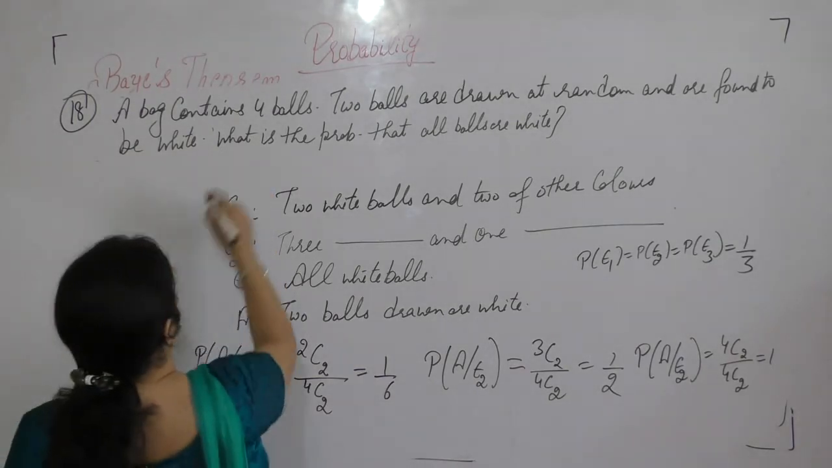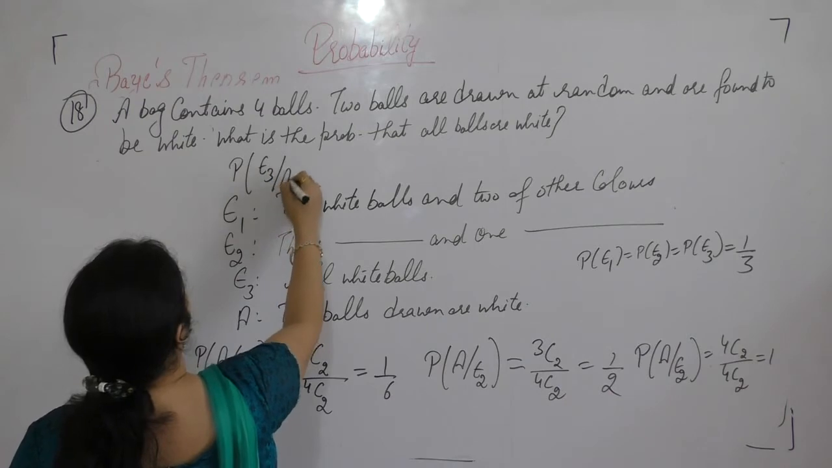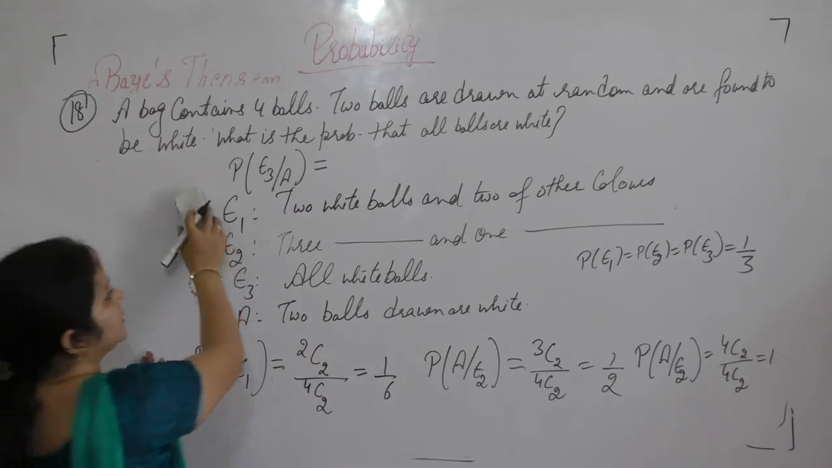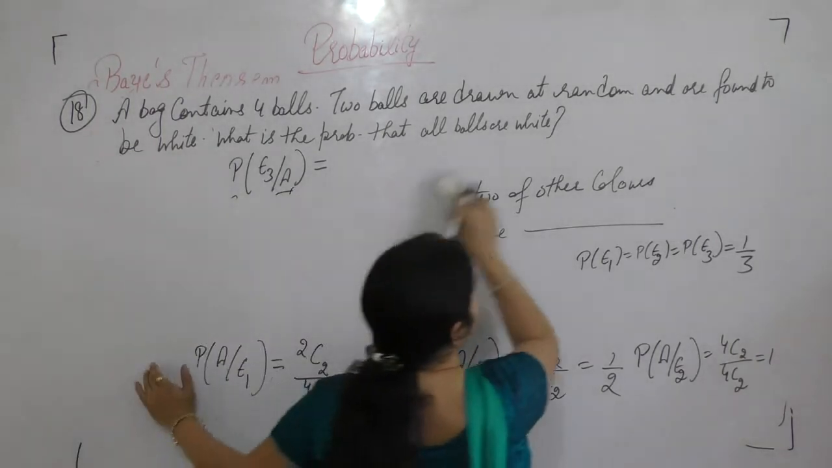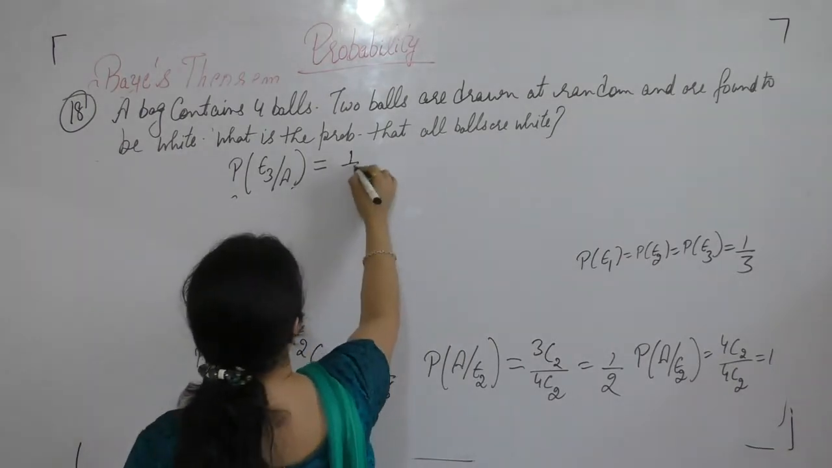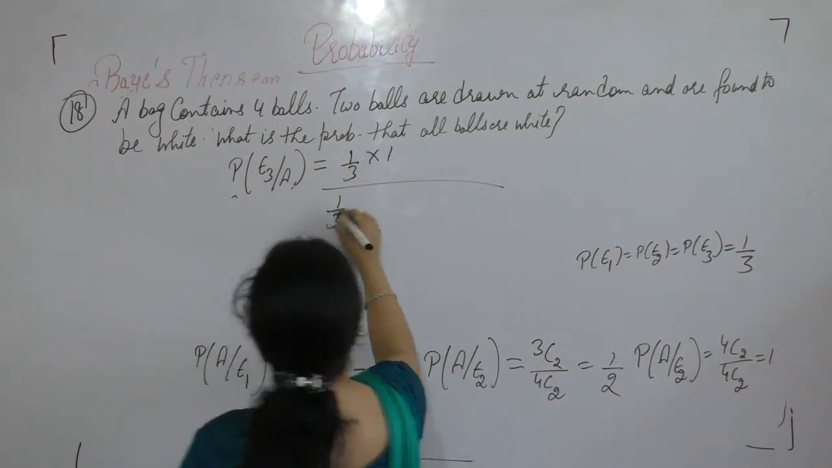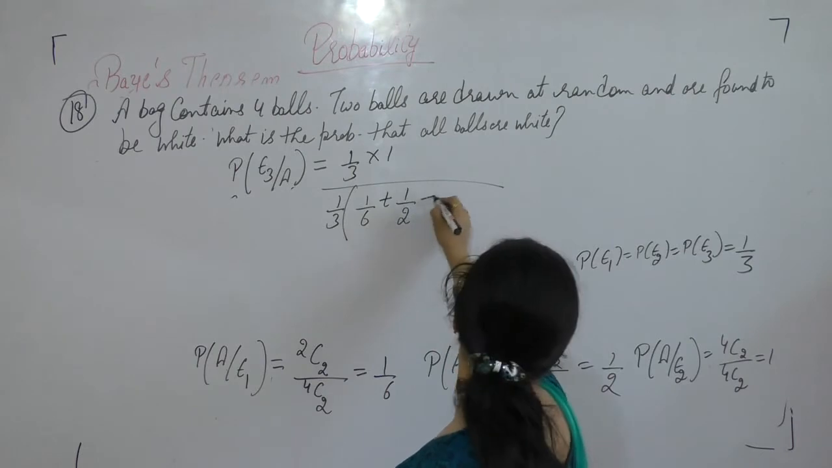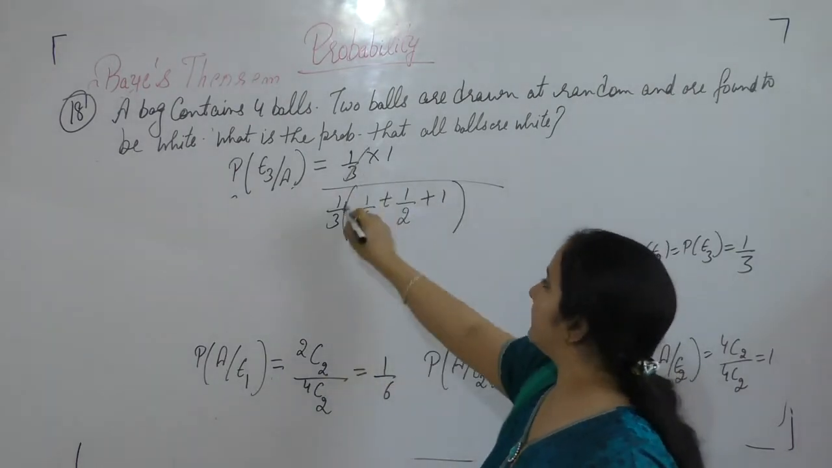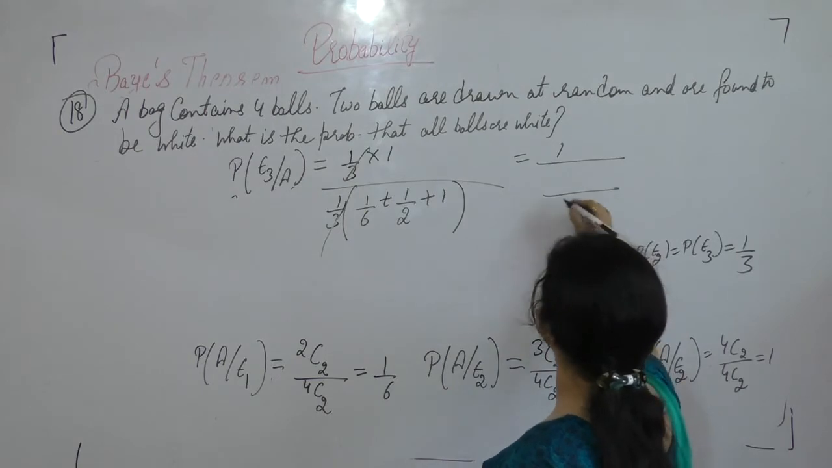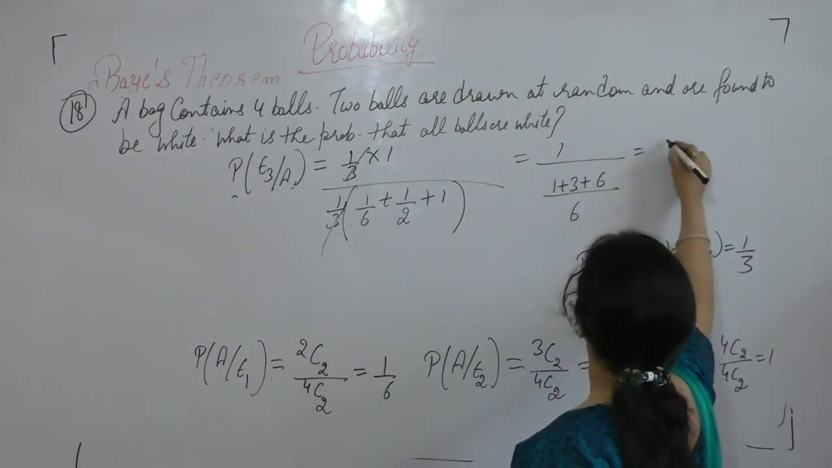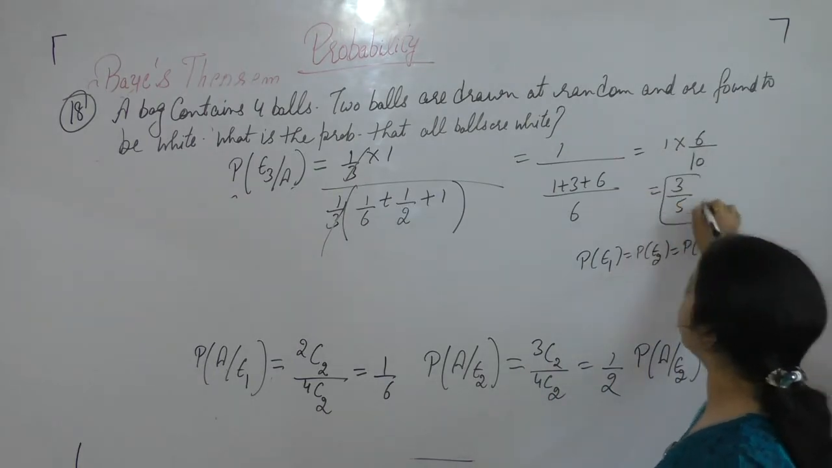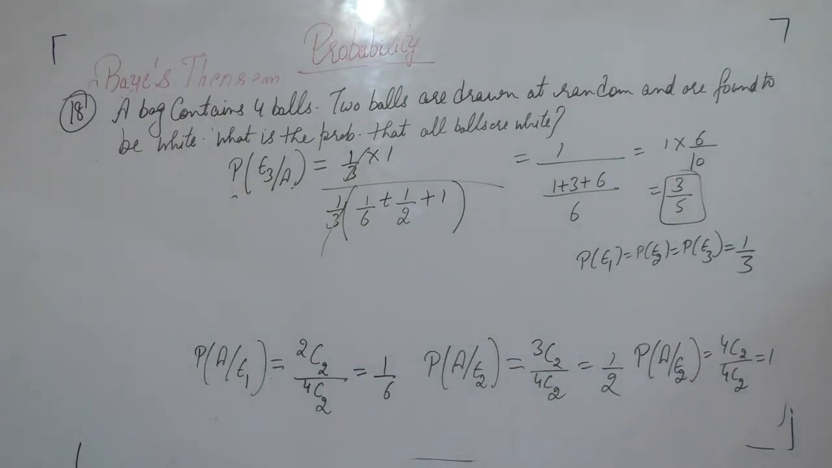Now what we want to find is probability of E3 upon A. All balls are white. So probability of E3 into A upon E3. 1/3 is common in all. So probability A upon E1 plus probability A upon E2, A upon E3. 1/3 will get cancelled. Take the LCM 6. So 3/5. Required probability is 3/5.